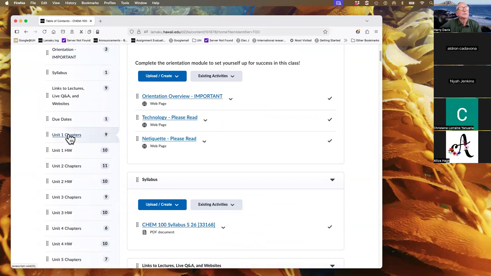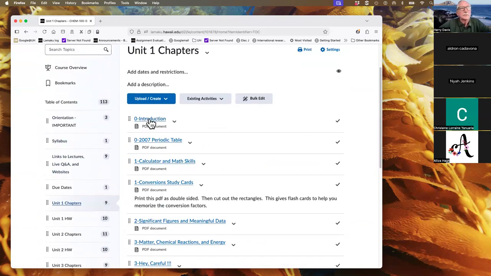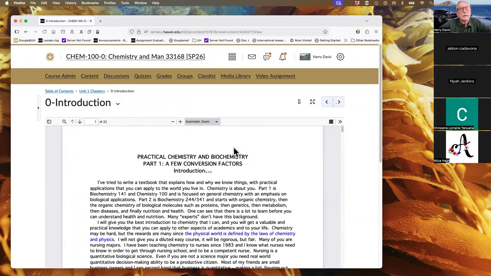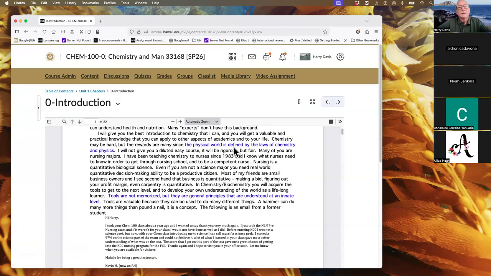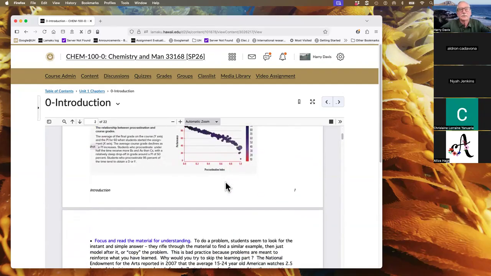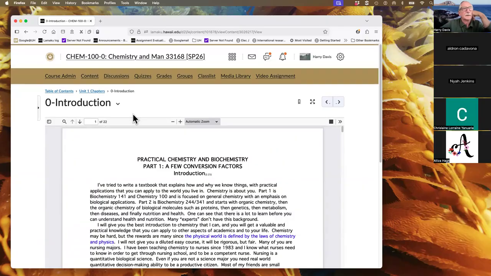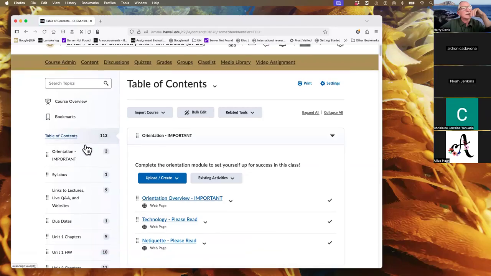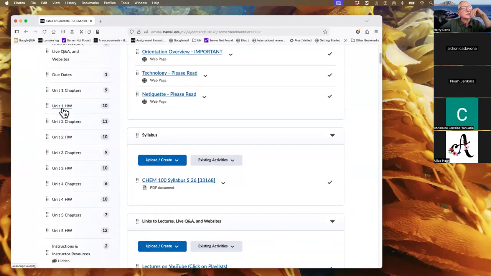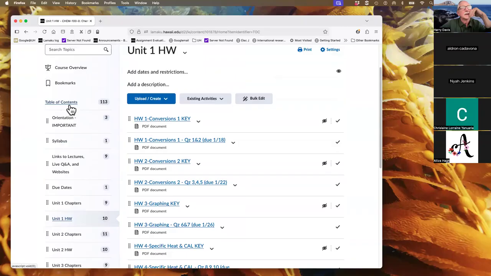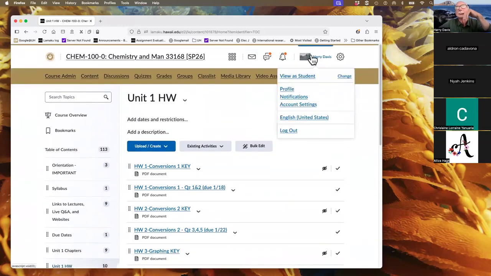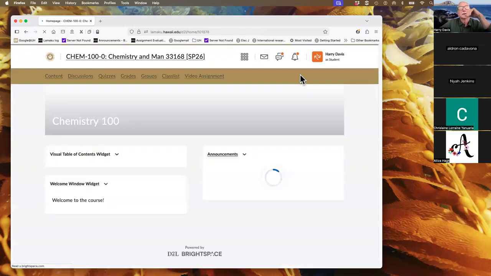And then here are the chapters right here. So for example, the introduction. And while I'm at it, the introduction has a section in there on grading, but I just recently changed the grading system, so I'll make a note about that later. Here is the Unit 1 homework. I should probably put this where you as a student can see it, although it's harder for me to navigate.